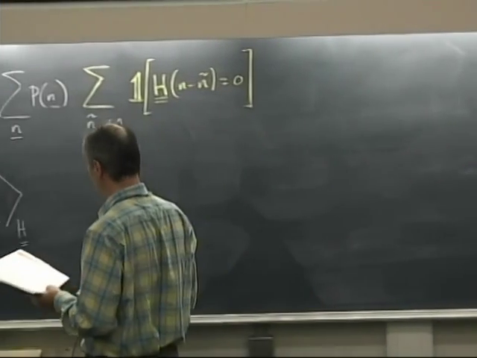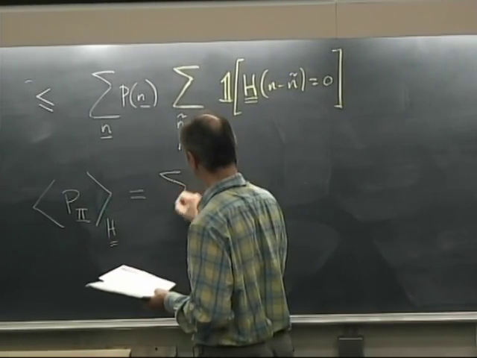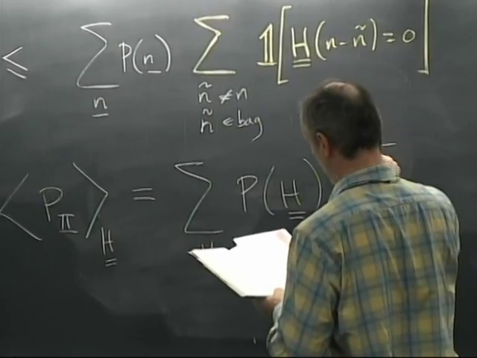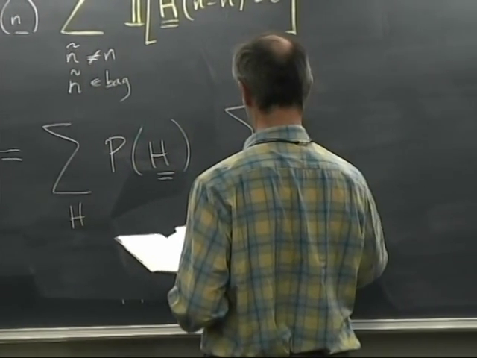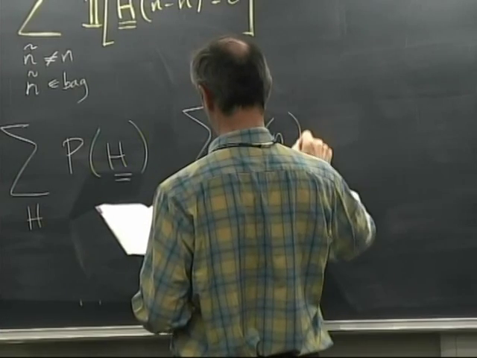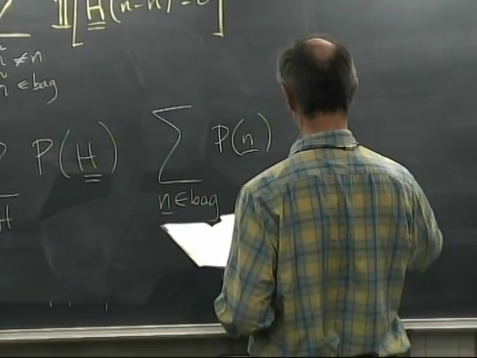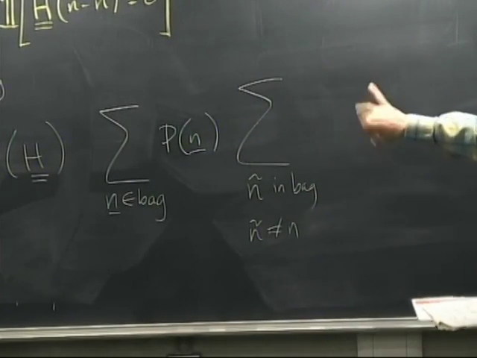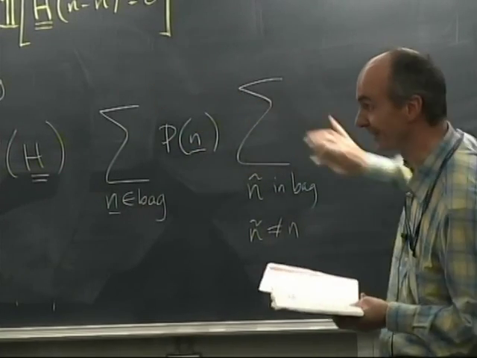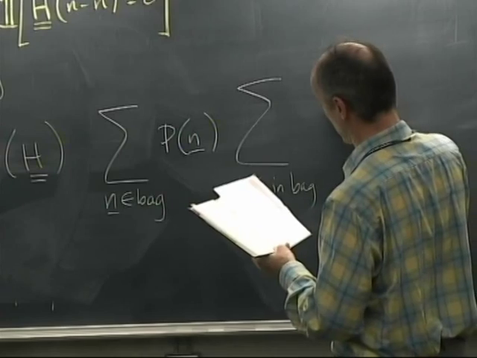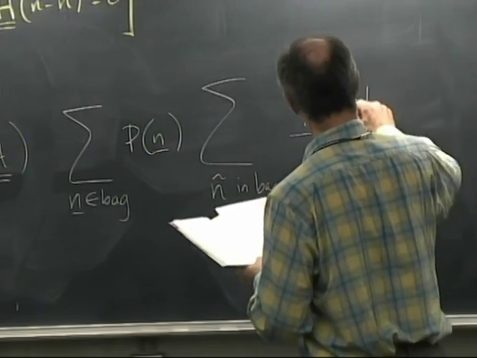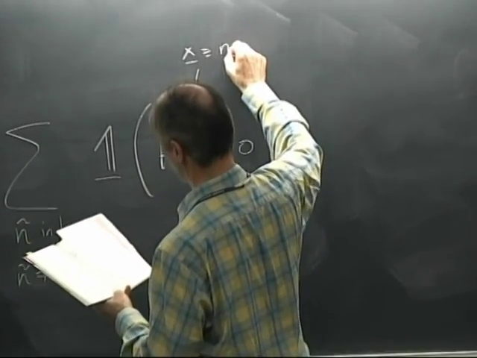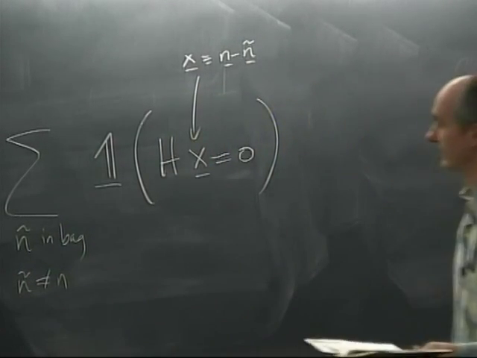All right? So the average of all those P2s is the sum over all H, P of H, sum over n in the bag, P of n, sum over n twiddle in the bag, n twiddle not equal to n. Notice there's no P of n twiddle in here. There is a P of n. This is just how the mathematics is working. And we have 1 for H of x equals 0, where I've defined a new thing here. x is defined to be n minus n twiddle.